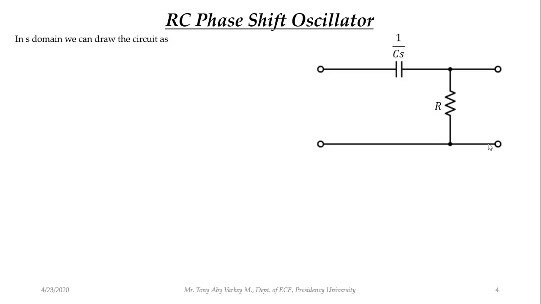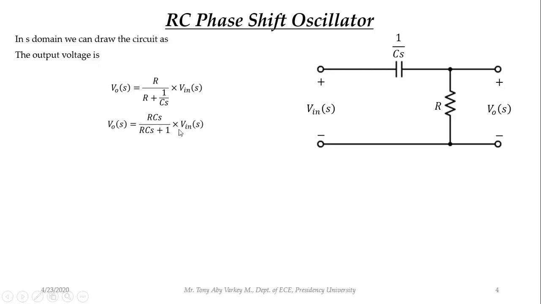Now the input voltage V in of t will become V in of S, and V output of t will become V output of S. Using the voltage division rule, V output of S will be equal to R divided by R plus 1 by CS into V in of S. Taking the LCM, V output of S is equal to RCS divided by RCS plus 1 into V in of S.